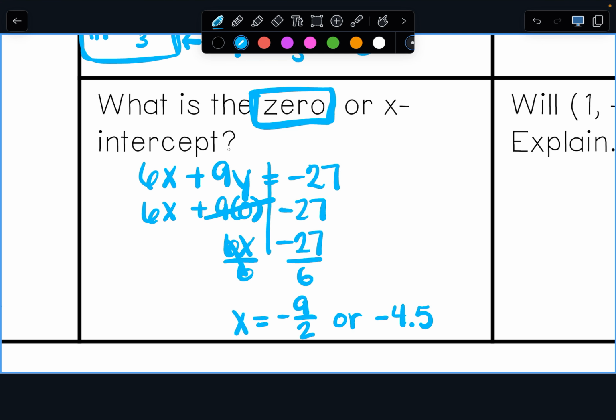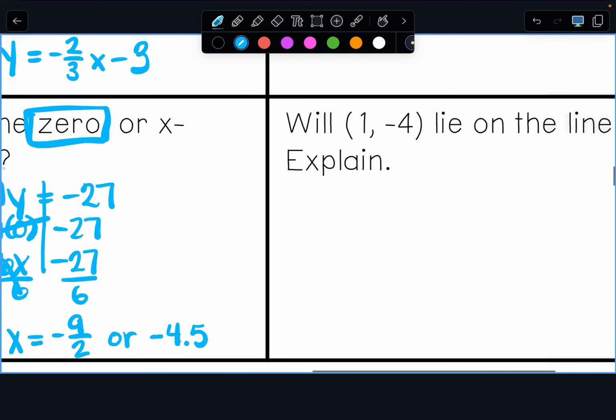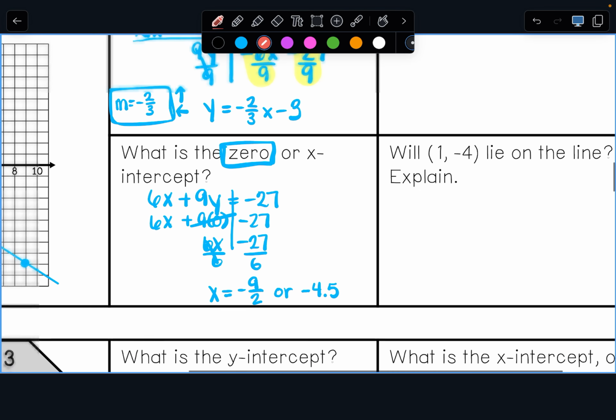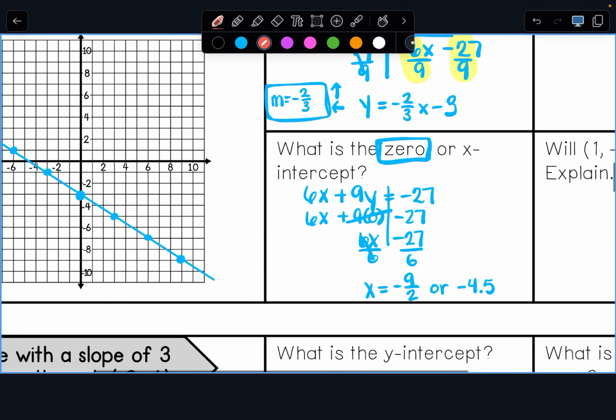All right. I feel like we've done plenty of examples of things like box 4, so let's move on. Will 1, negative 4 be on the line?